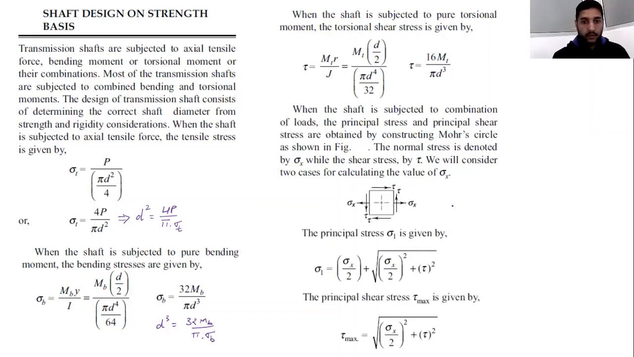After that, the principal stress sigma 1 will be this one: sigma x by 2 plus under root of (sigma x by 2) whole square plus tau square. This is coming with the help of the principal stress theory. And the principal shear stress, from the Mohr circle, we are getting all these values. From the Mohr circle, the maximum principal shear stress is given by tau max, which will be equal to this particular value.